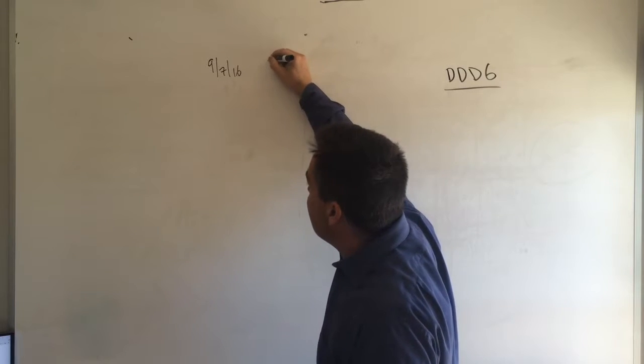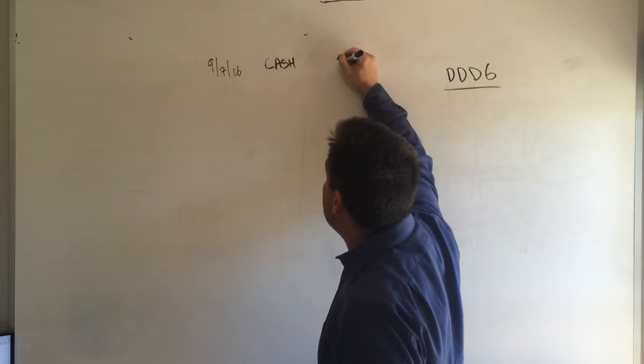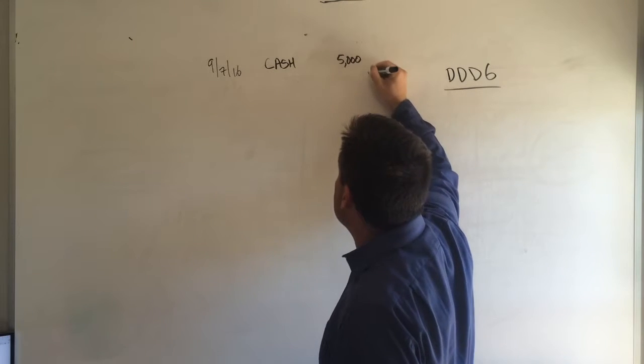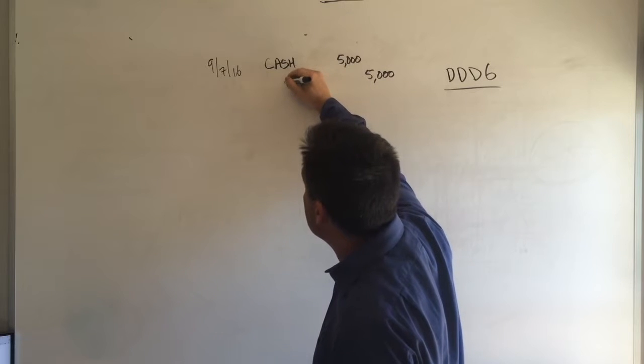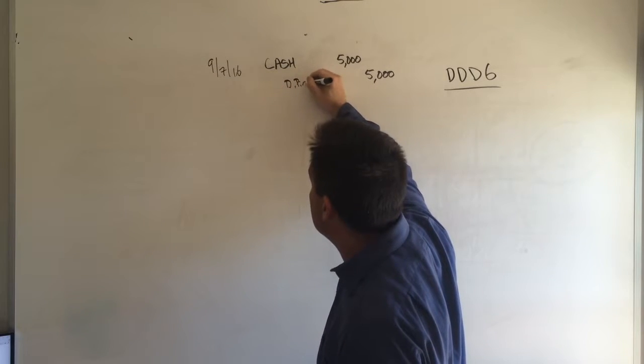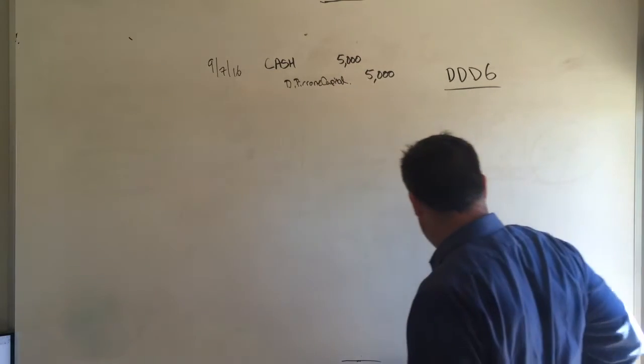The journal entry for that would have been a debit to the cash account for $5,000 and a credit to the capital account. In this case, we're going to call it the D. Perone capital account, for the same amount, the $5,000.